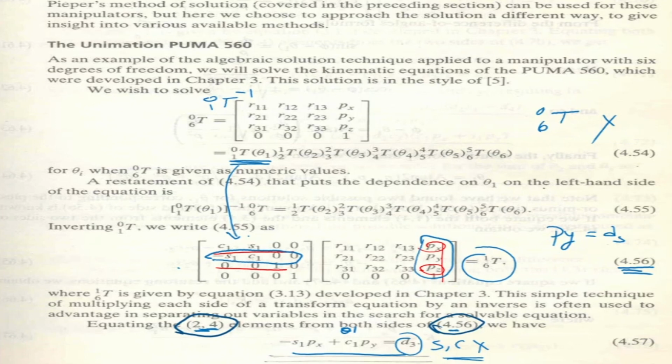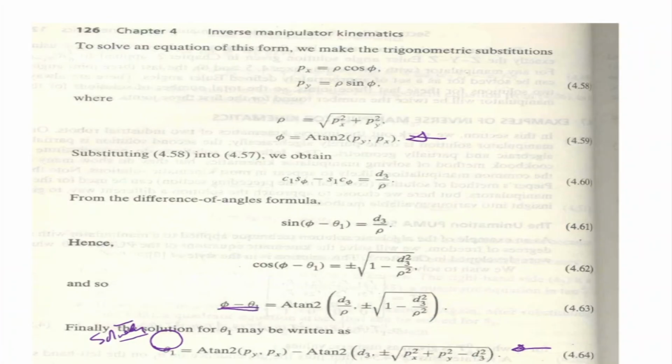Now this is one equation, one unknown, so we can make the substitution. Px is equal to rho cos phi, and Py is equal to rho sin phi, and then making the substitution we can solve for theta 1, and we get theta 1 equal to atan2. So we are getting theta 1. Next, now theta 1 is known, we get back to that equation.